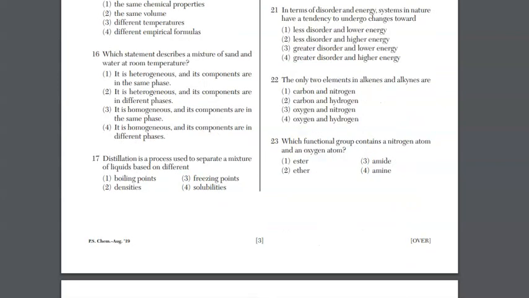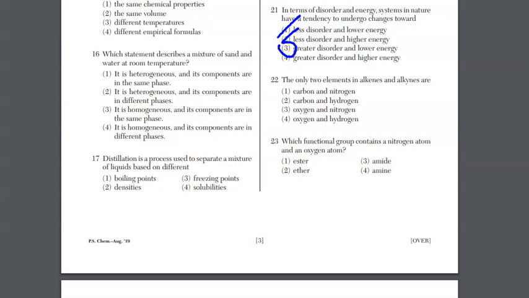Finishing out this page, 21, in terms of disorder and energy. Systems in nature tend to have a tendency to undergo changes towards. It's a fact, Jack. You need to know it. They like greater disorder, meaning randomness. So right away, cross out 1 and 2. And they like the particles to have lower energy. So that is going to be greater disorder, lower energy, choice 3.